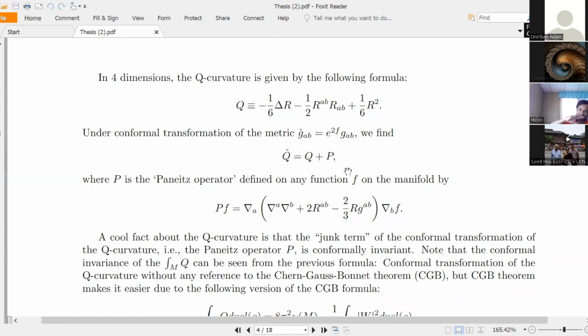This is true for any kind of signature. But Q curvature cannot be defined, at least I haven't seen from this talk, defined even for Lorentzian setting. But how then can it be invariant under any signature?